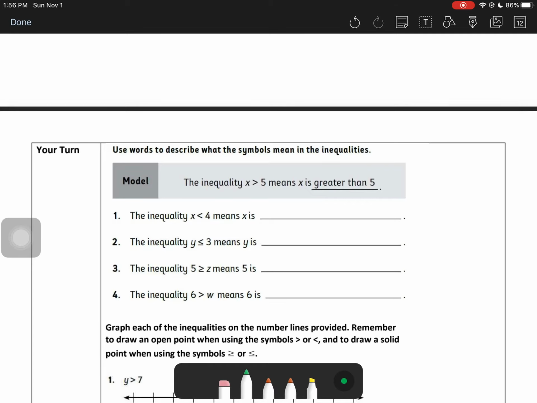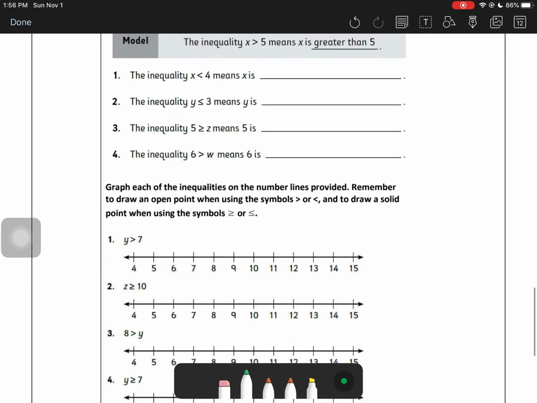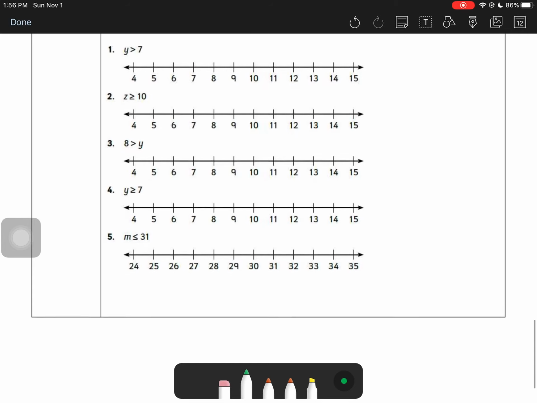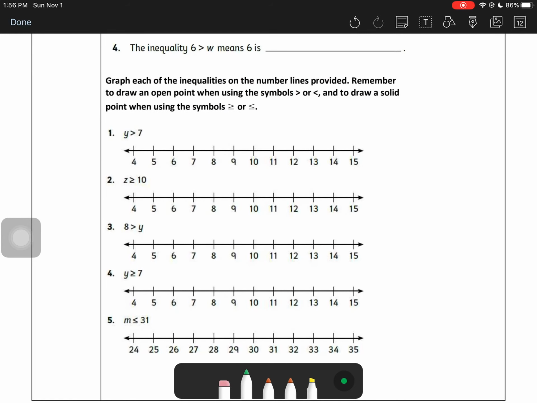It's your turn. First tell me what the inequality symbols mean, and then graph these inequalities on the number line.